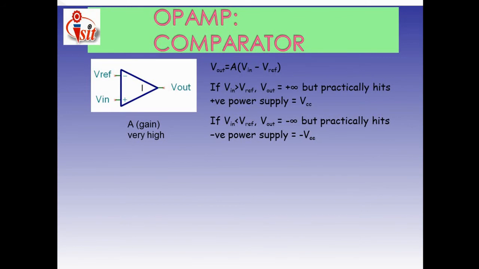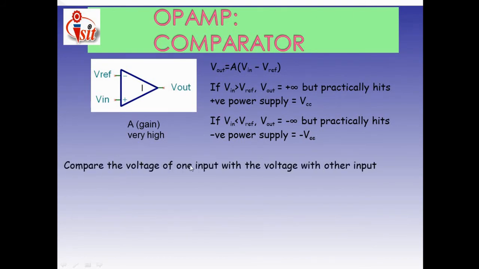Only one of these will happen here. Just see the first condition. If V in is greater than V reference, V out is equal to plus infinity, but practically it is the positive power supply, equal to VCC. If V in is less than V reference, V out is equal to minus infinity, but practically it is the negative power supply, equal to minus VEE. That means whatever negative power supply we apply is considered as minus VEE, and the positive power supply is considered as plus VCC.